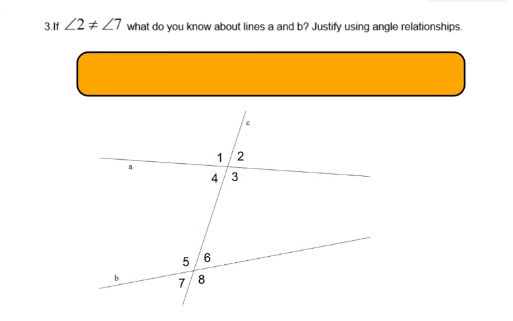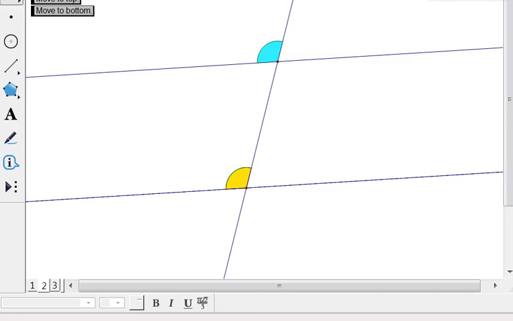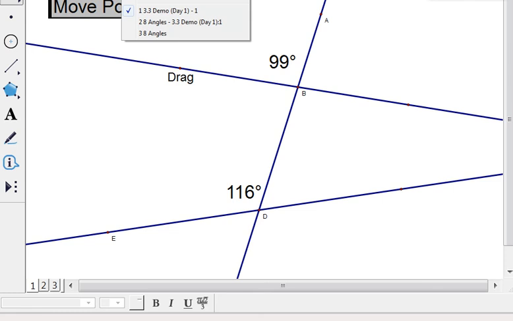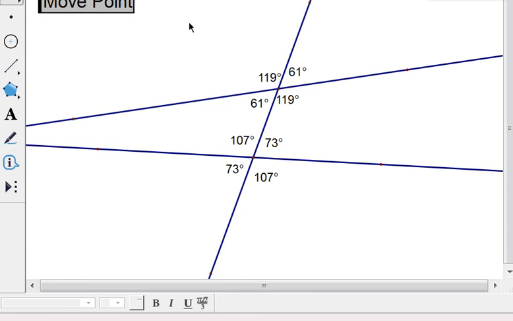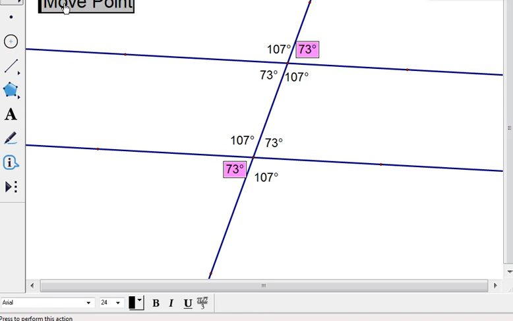Problem 3 says, what if angle 2 is not equal to angle 7? In other words, what if this angle is different from this one right here? What can we conclude? Again, let's look at Sketchpad to help us with that. This is saying that angle 2, which was here, is different from this angle right here. You can see in this figure the angles are different and the lines are not parallel, whereas if I move the lines so that they are parallel, now these angles are the same.